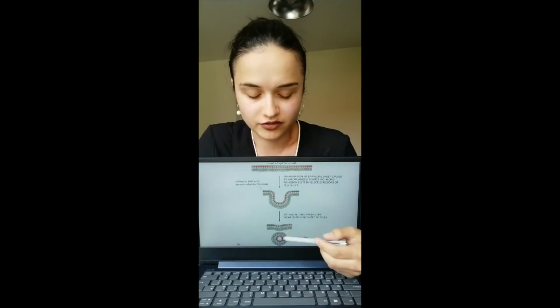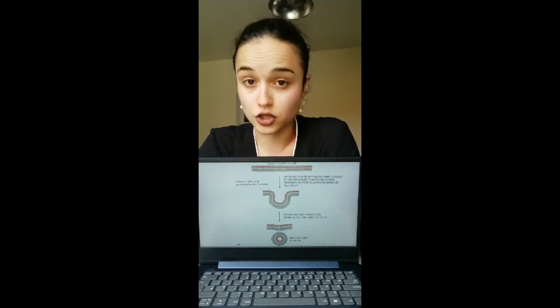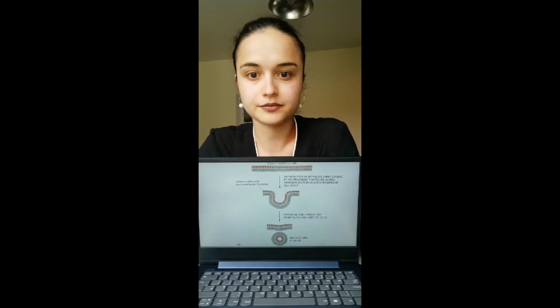And the resulting structure, the neural tube, undergoes further changes, which we will discuss in a second, to be able to form the structures of the nervous system.